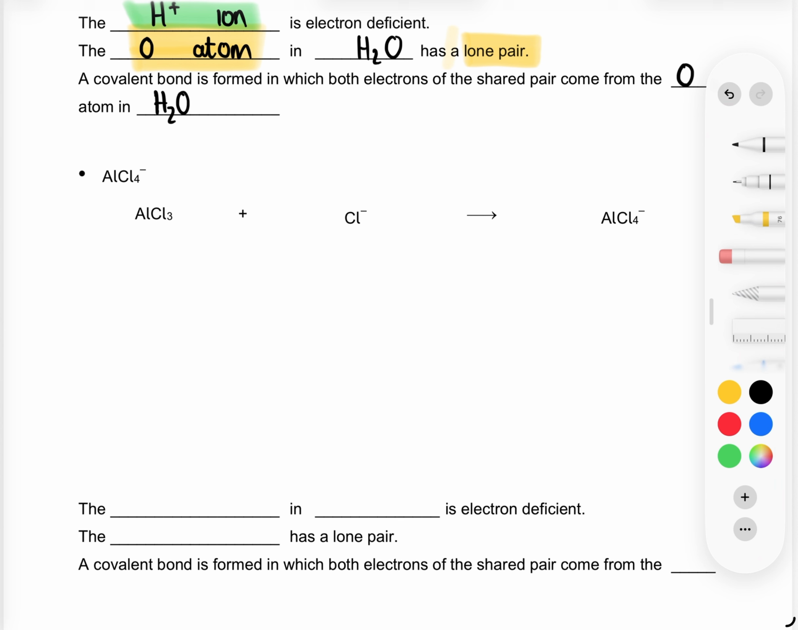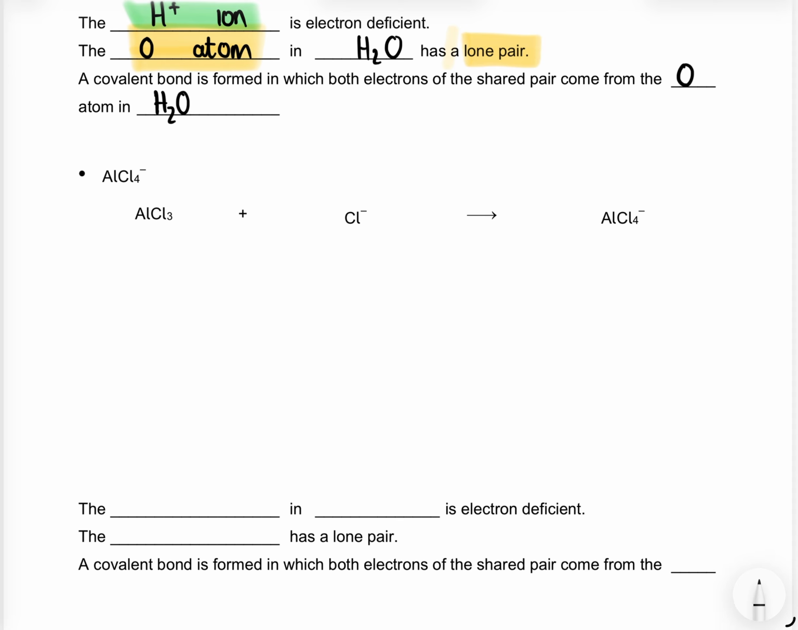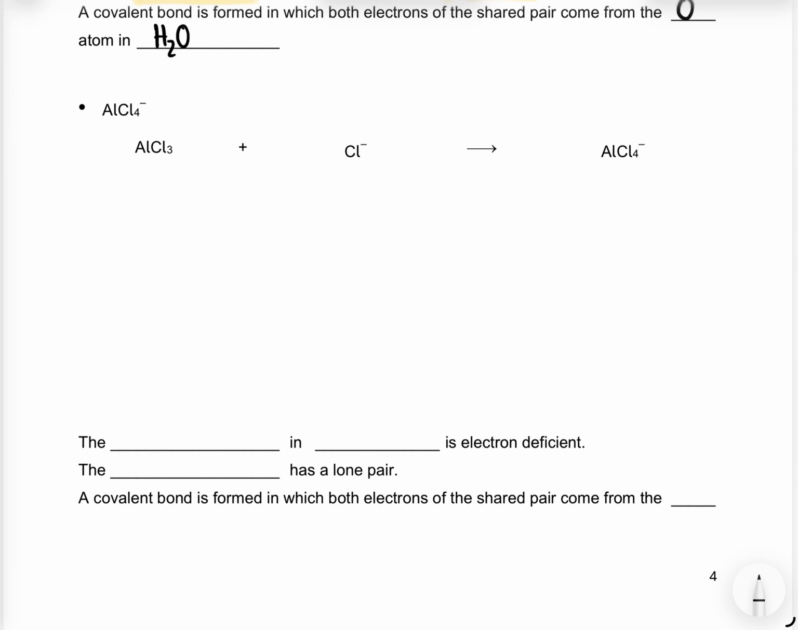Our last example is AlCl4 minus coming from AlCl3 and Cl minus. So if I think about AlCl3, from the context of this question, aluminium chloride we're going to take as covalent. I know it seems that it has a metal and it should be ionic, but actually aluminium, if you think about its position in the periodic table, lives on the other side with the non-metals. It has both metallic and non-metallic properties. Aluminium can form both ionic and covalent compounds. It forms a covalent compound with chlorine.